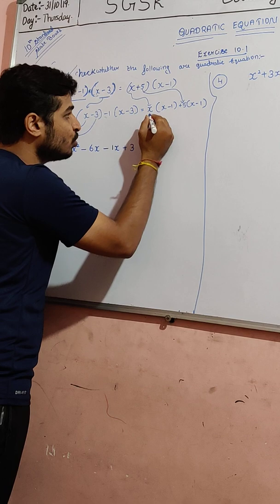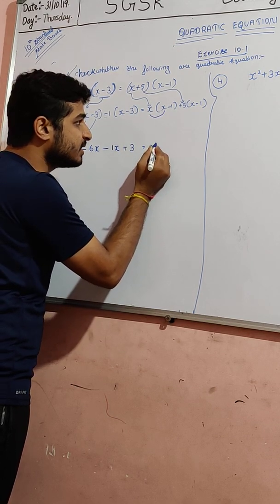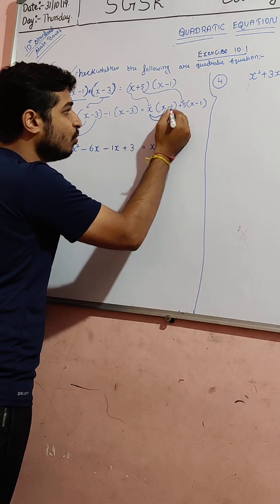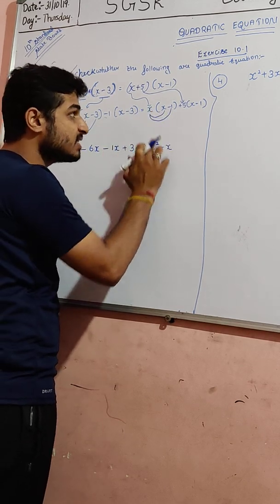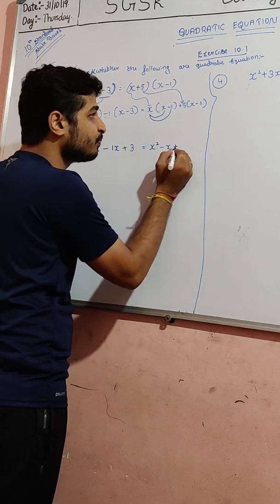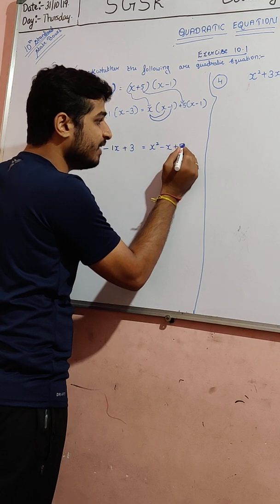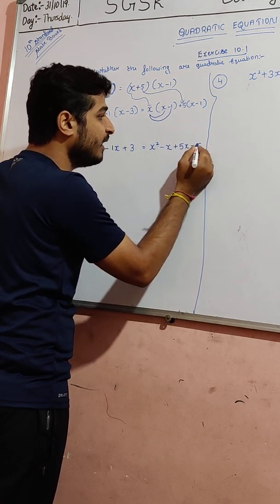Is equal to, students, now we multiply these two values. x into x, it becomes x square. So x into 1 it becomes minus x. So plus into minus, minus x into 1, 1x. So in the same way, plus 5 into x it becomes 5x. So plus into minus, minus 5 into 1 it becomes 5.